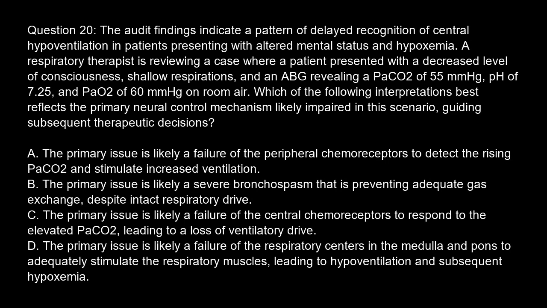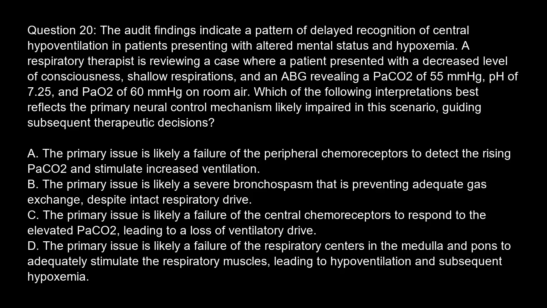Question 20. The audit findings indicate a pattern of delayed recognition of central hypoventilation in patients presenting with altered mental status and hypoxemia. A respiratory therapist is reviewing a case where a patient presented with a decreased level of consciousness, shallow respirations, and an ABG revealing a PaCO2 of 55 mmHg, pH of 7.25, and PaO2 of 60 mmHg on room air. Which of the following interpretations best reflects the primary neural control mechanism likely impaired in this scenario, guiding subsequent therapeutic decisions?